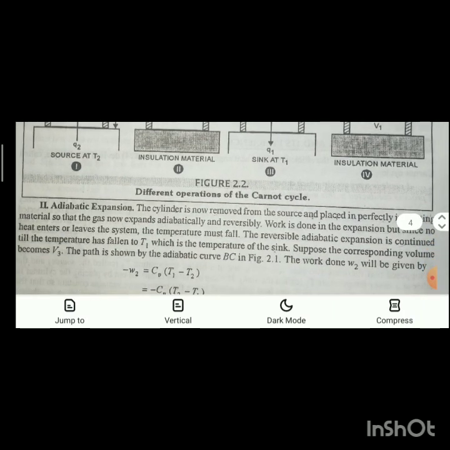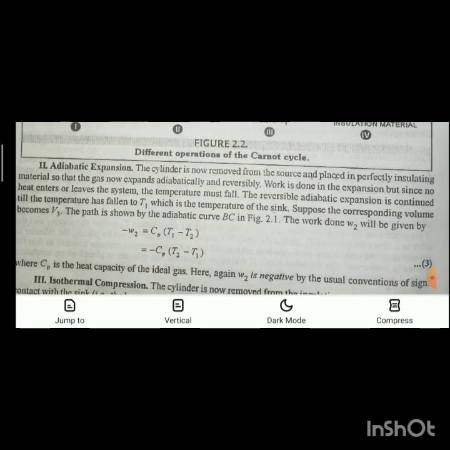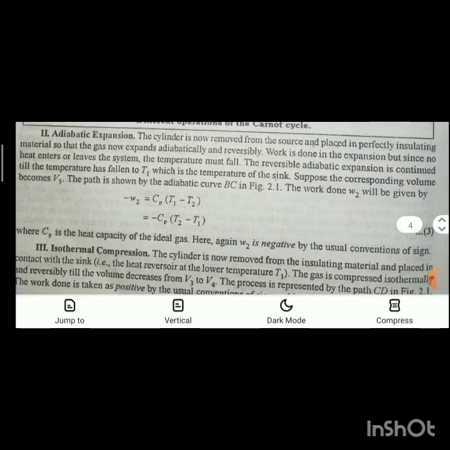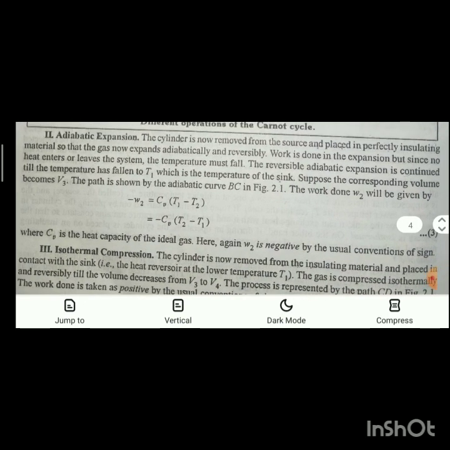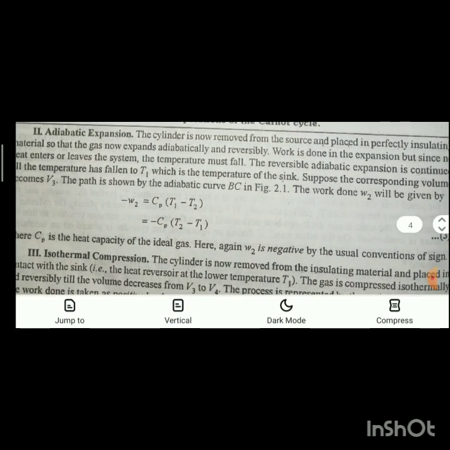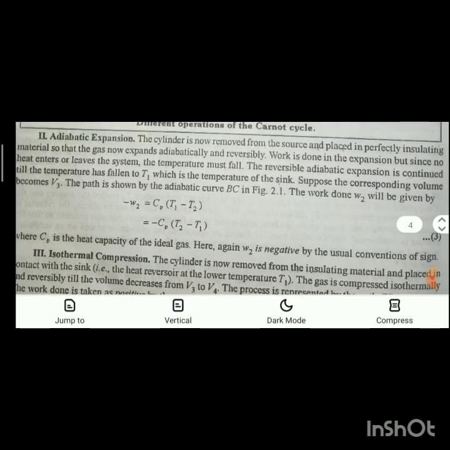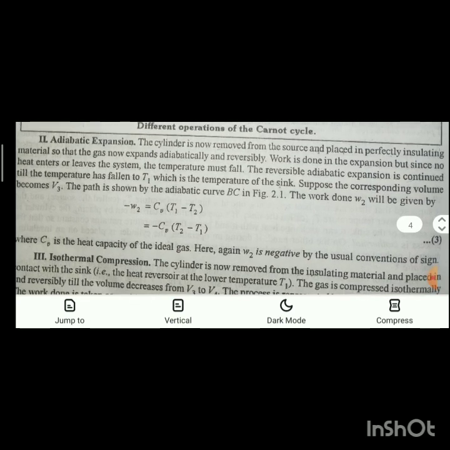The second is adiabatic expansion. The cylinder is now removed from the source and placed in perfectly insulating material so that the gas now expands adiabatically and reversibly. Work is done in the expansion, but since no heat enters or leaves the system, the temperature must fall. The reversible adiabatic expansion is continued till the temperature has fallen to T1, which is the temperature of the sink. Suppose the corresponding volume becomes V3. The path is shown by adiabatic curve BC in figure 2.1.